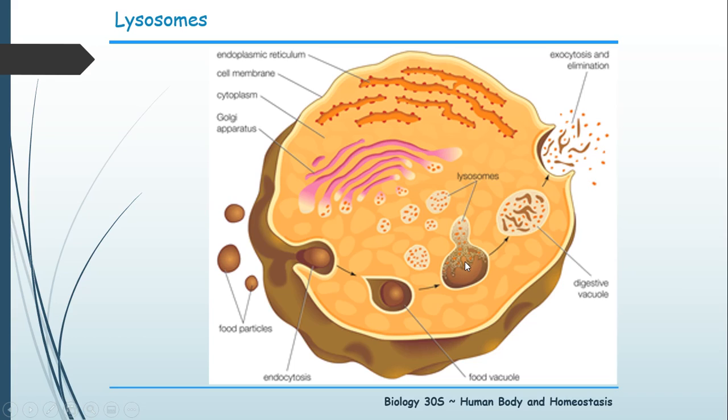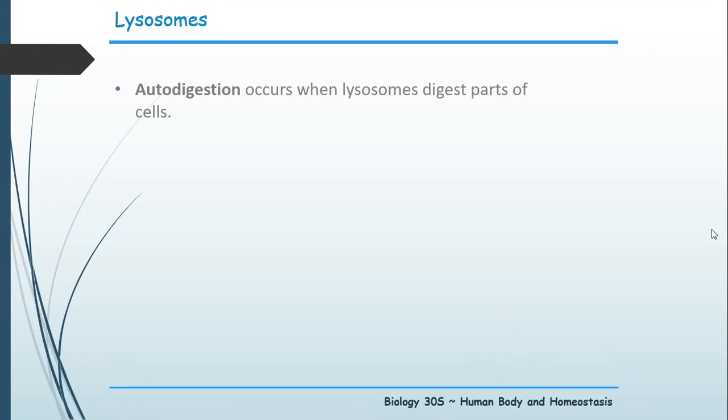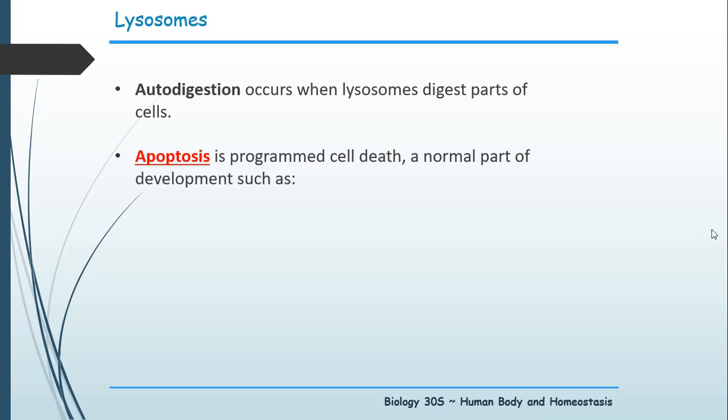They will break down that food vacuole. Eventually, it has been digested, and then the cell will eject that. That is called exocytosis, and then eventually elimination as well. The lysosomes can also undergo something called autodigestion, where it eats part of its own cell, or it can help with apoptosis, which is programmed cell death. Your cells have to kill themselves after they've done their job.